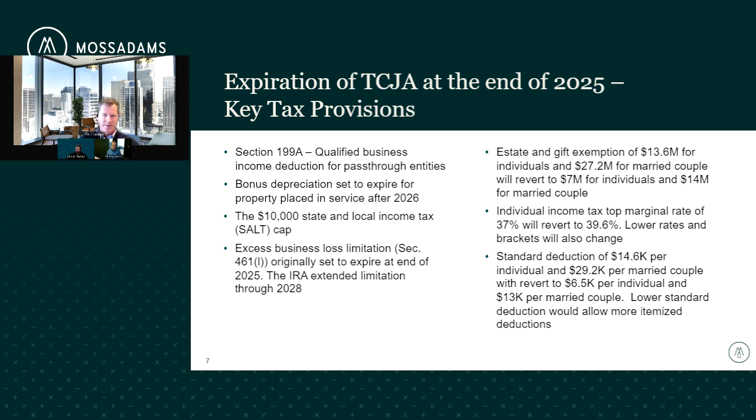On the right side, there's some individual provisions that I think people are probably aware of. The estate and gift exemption potentially going down significantly from 27 million for a married couple to 14, and then on the individual side, 13.6 down to 7. And then the individual income tax top marginal rate of currently 37, it would revert back to 39.6. And then all the lower rates and the lower brackets would revert back as well.